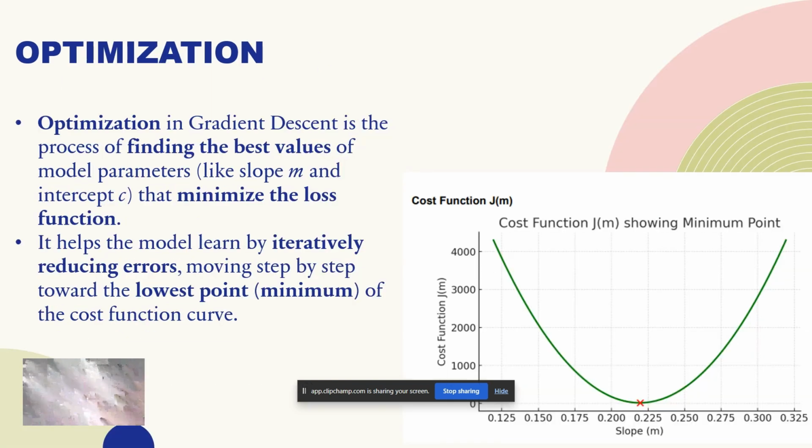Optimization. Once we know how to measure loss, the next step is optimization. Optimization is the process of finding the best values for our model parameters, mainly the slope m and intercept c, that will minimize the loss function. This helps our model learn and improve with each step. The most commonly used optimization technique is called gradient descent. Here we can see the graph of the cost function showing the minimum point, which is situated between 0.200 and 0.225.